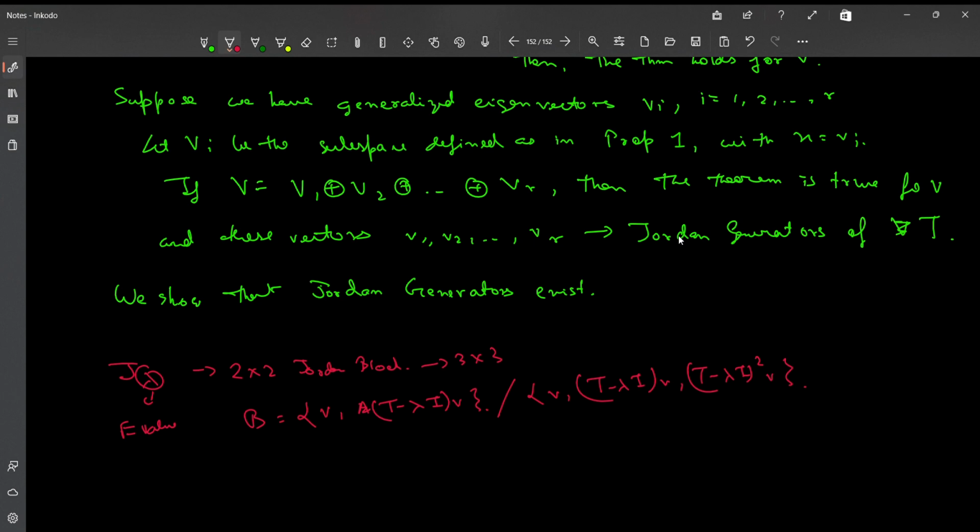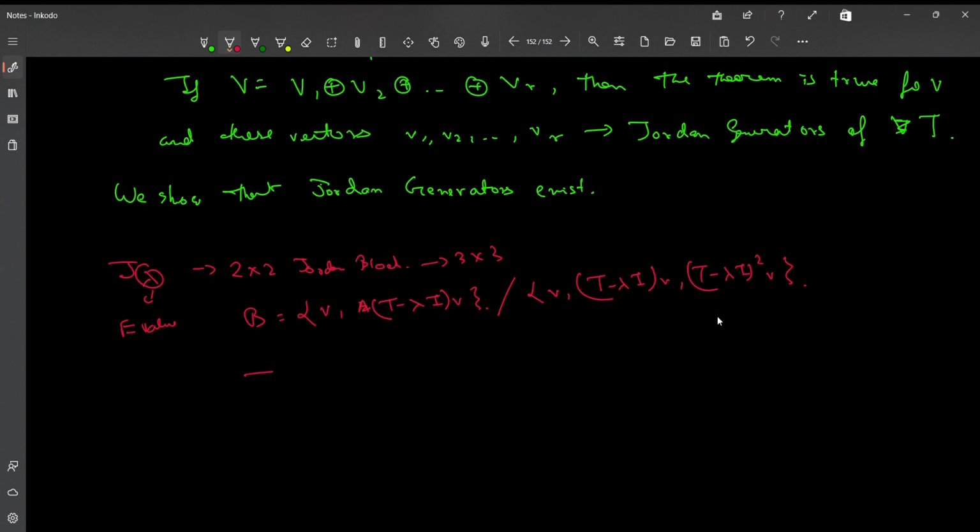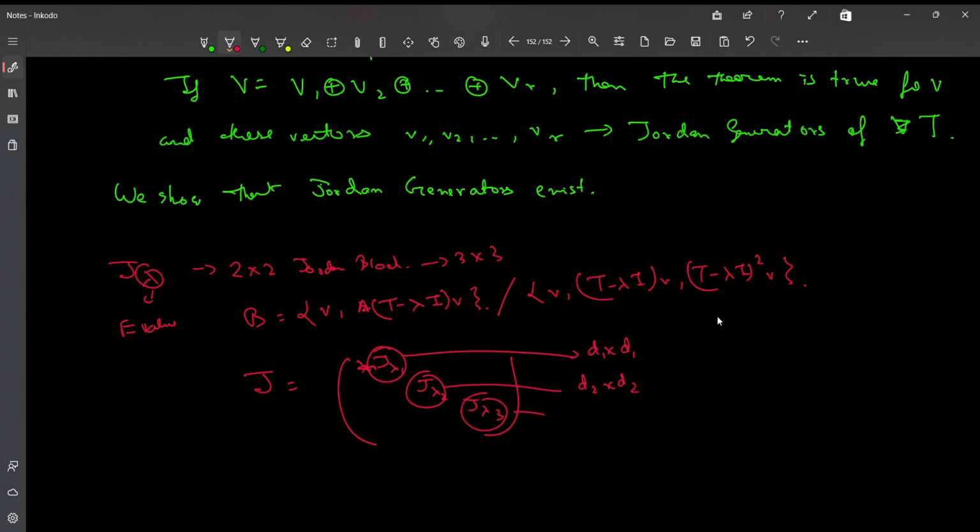Okay, we need to find this vector only, and the rest is very obvious. So the basic thing that happens is that suppose we have a Jordan matrix where we have Jordan blocks, say J lambda 1, J lambda 2, J lambda 3. Suppose J lambda 1 is a D1 cross D1 block, J lambda 2 is a D2 cross D2 block, and J lambda 3 is a D3 cross D3 block.